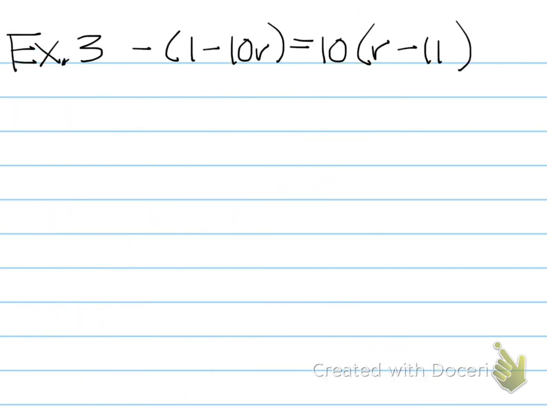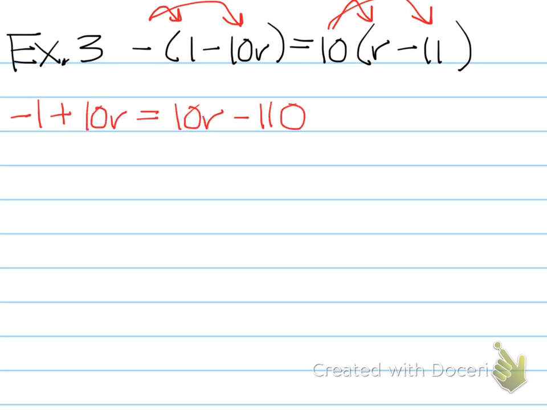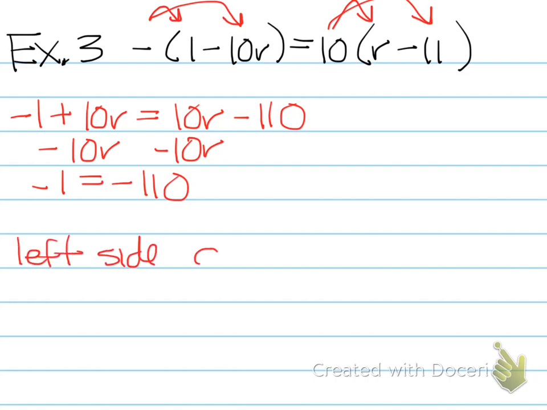In example 2, we need to start by distributing the negative to the first set of parentheses and distributing the 10 to the second set of parentheses. When we do, we'll get the following equation. And then we want to get our variable on the same side of the equation, so we're going to subtract 10r from both sides. Once we do that, our variable goes away, it's eliminated, and we're left with negative 1 on the left side and then negative 110 on the right side. Negative 1 does not equal negative 110.